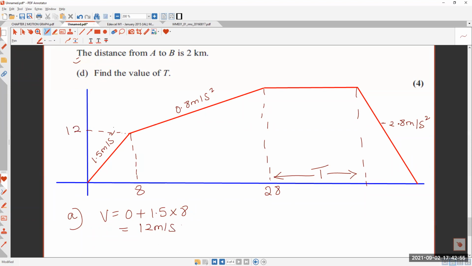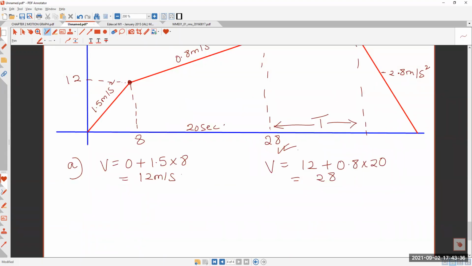The initial speed is 12, but the final speed at 28 seconds I don't know. Acceleration is known, and the time taken is 20 seconds. So I take v = u + at again: v unknown, u is 12, a is 0.8, time is 20. 0.8 into 20 is 16, plus 12 gives 28. So the answer is 28 meters per second. Is everyone clear? So done. 28 meters per second is my A part.